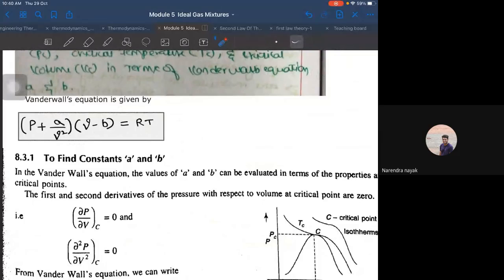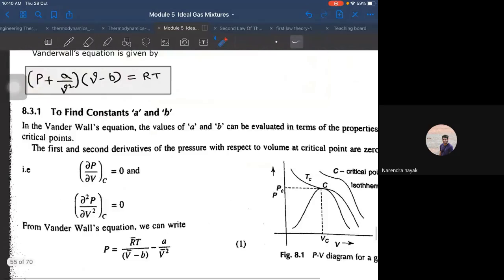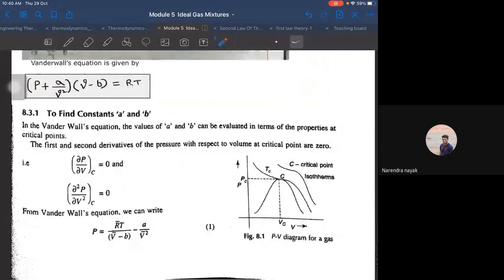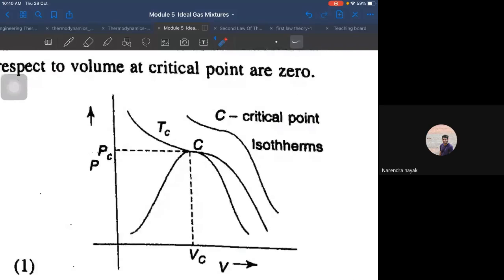So the Van der Waals equation is (P + a/V²)(V - b) = RT. To find the constants a and b, we should look into this particular diagram. This is the PV plot of a pure substance. We will study this in great detail when you come to pure substances. For now, I'll just say as much as is required.